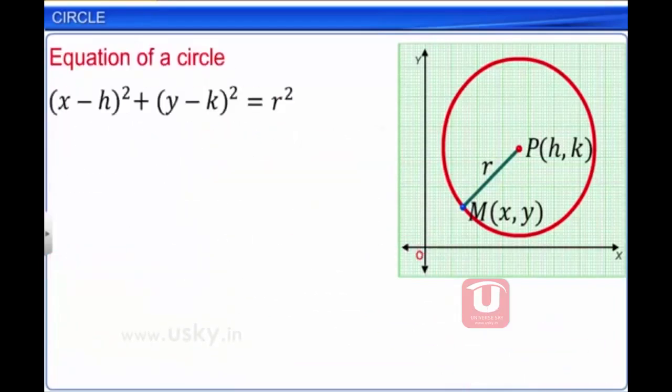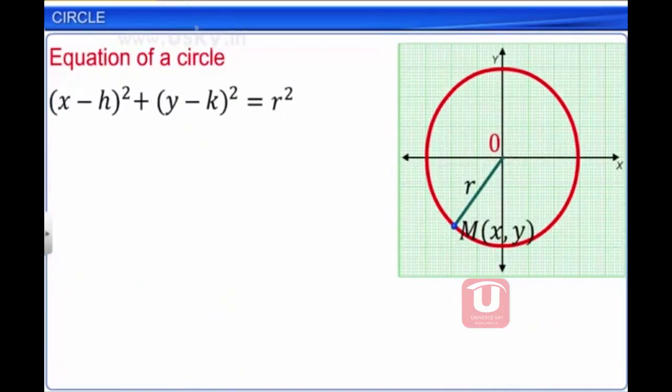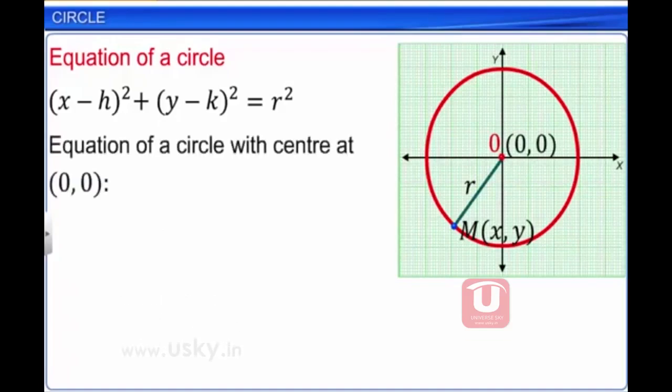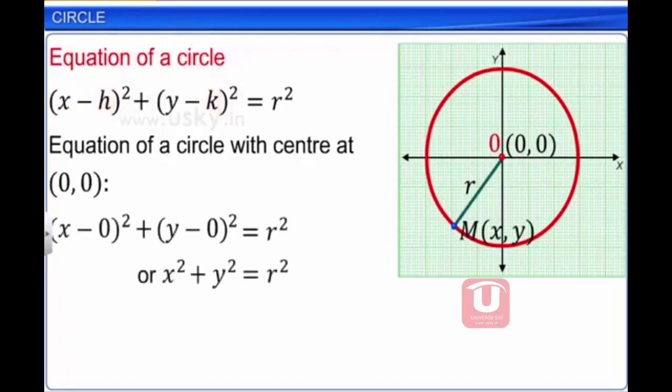Now, let us consider a circle whose center lies at the origin. In this case, both the coordinates of the center of the circle will be 0. Putting the values of h and k as 0 in the equation of the circle, we get the equation representing a circle with its center at origin and radius r. This is the simplest form of the equation of a circle.